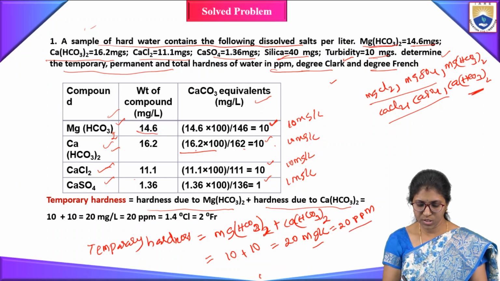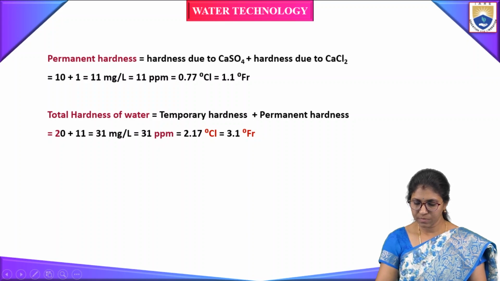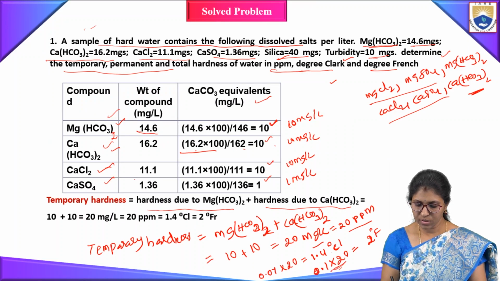Now 1 ppm equals 0.07 degree Clark, so we convert into degree Clark: 0.07 into 20, we will get 1.4 degree Clark. For degree French, 1 ppm equals 0.1 degree French, so 0.1 into 20 gives 2 degree French. So the temporary hardness is 20 ppm, 1.4 degree Clark and 2 degree French.